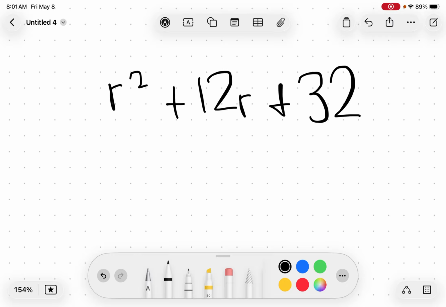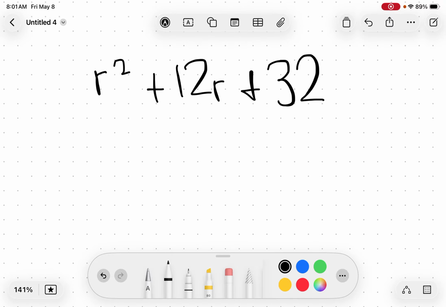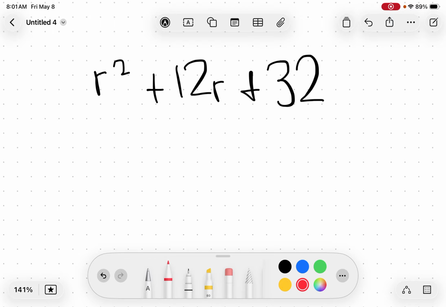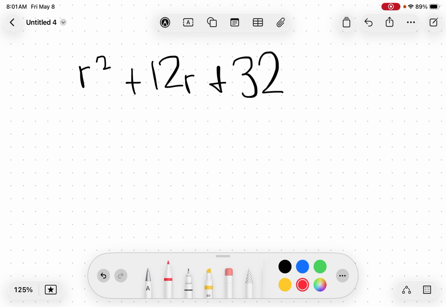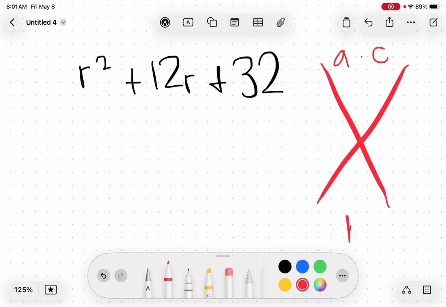Okay, so since we can't pull anything out, we don't have any GCFs or common factors, what we're going to do is we're going to do this factor by grouping method. We're going to do our AC method. We're going to make our x. So I need a times c, and then I need b down here at the bottom. A times c would be 1 multiplied by 32. And then b right here is just 12.